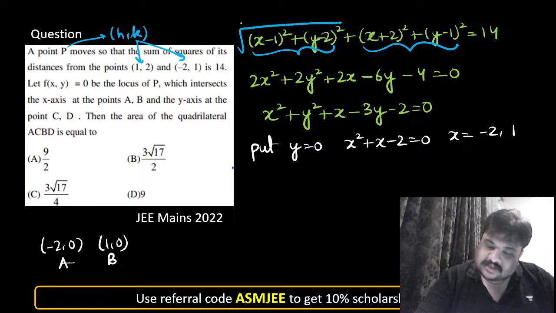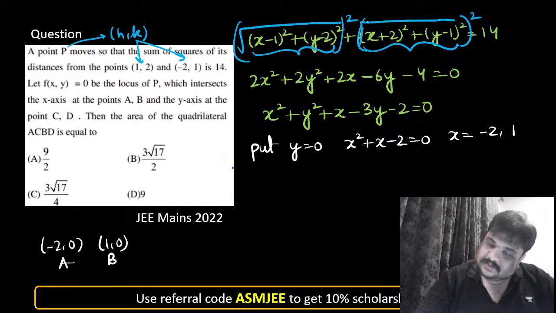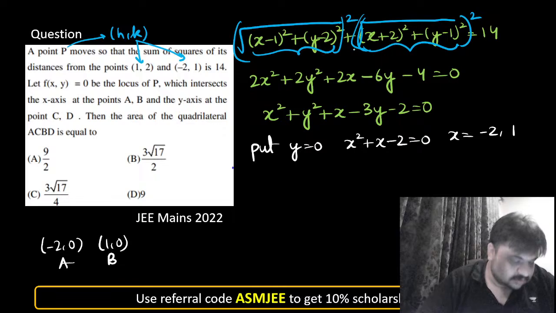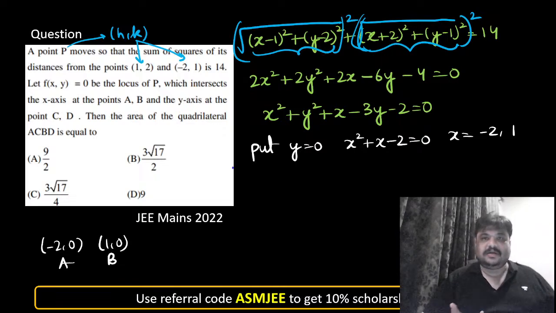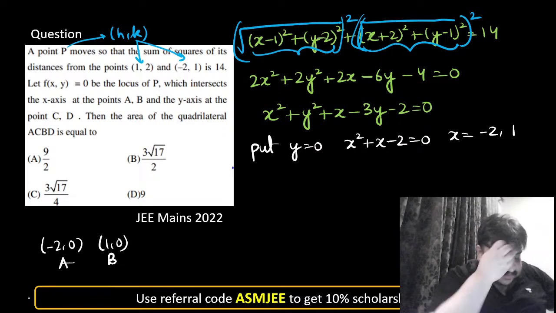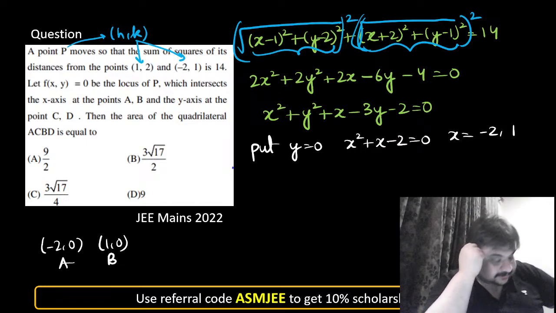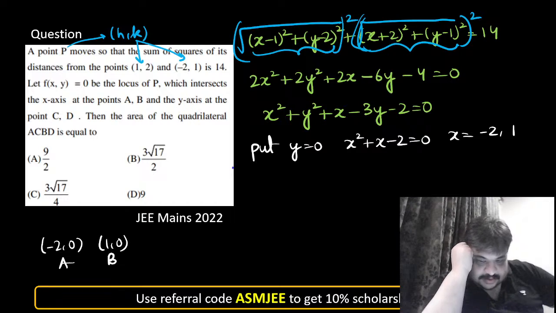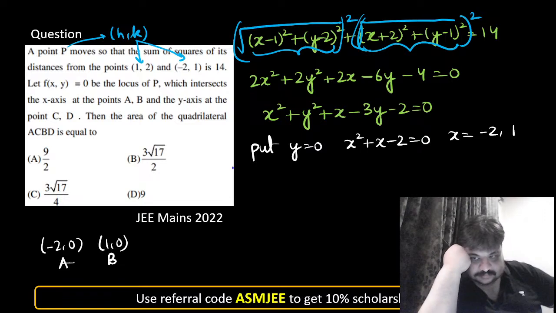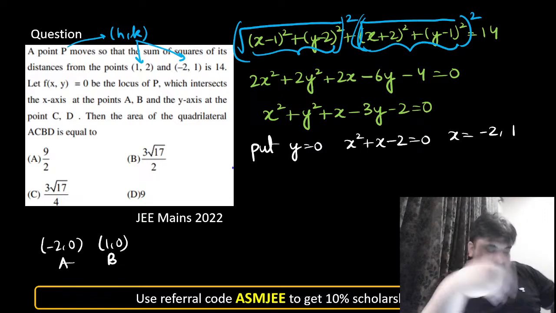Should I write like this? Then you will understand. Distance formula. Yes, Aditya. The square of the distance formula plus the square of the distance formula equals 14. That is what he is saying.